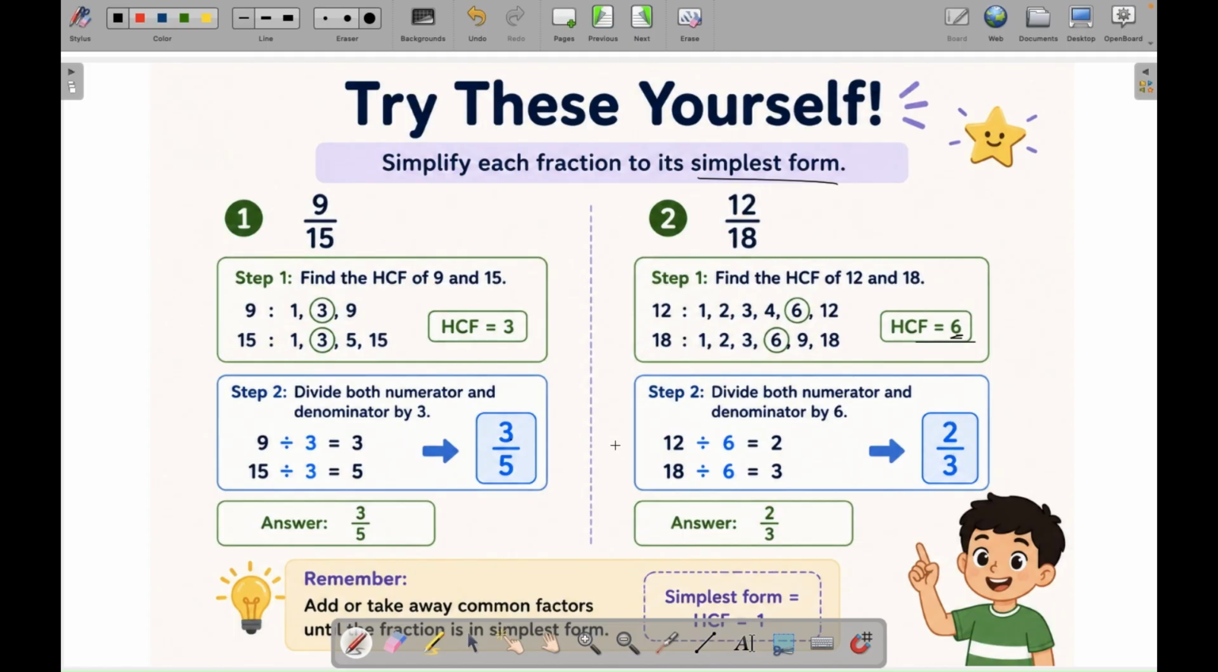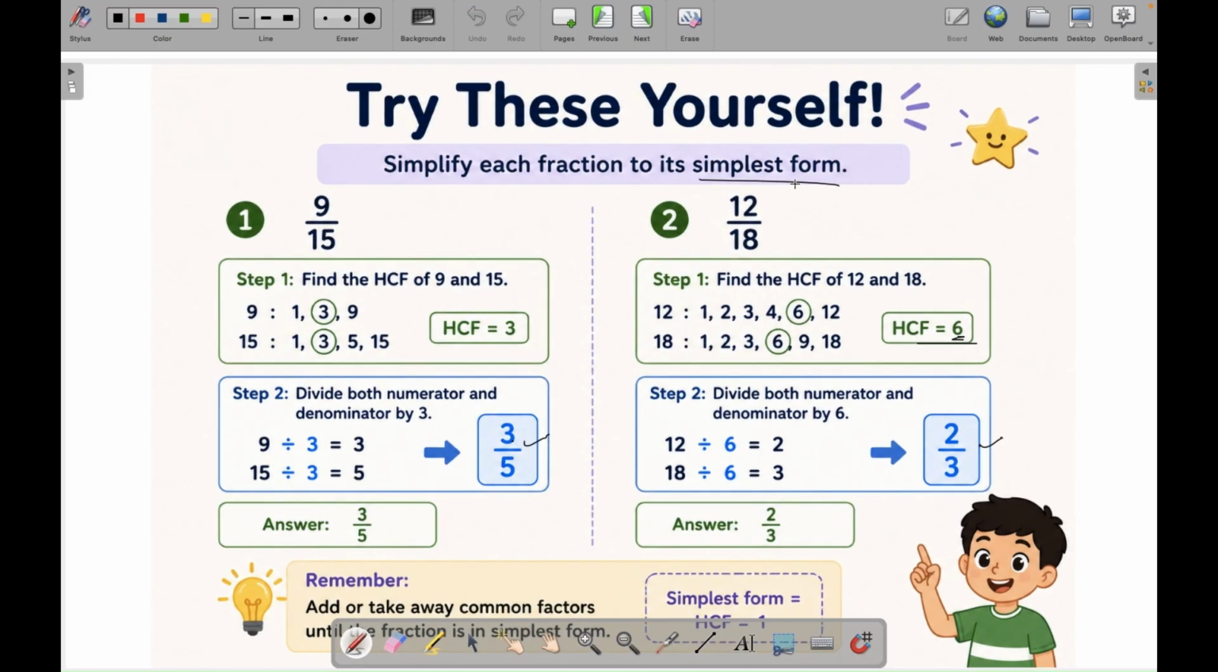Right, so the fraction in its simplest form is 3 upon 5 and the fraction in its simplest form is 2 upon 3. If you check, there is nothing in common between these two. So we cannot simplify it further.